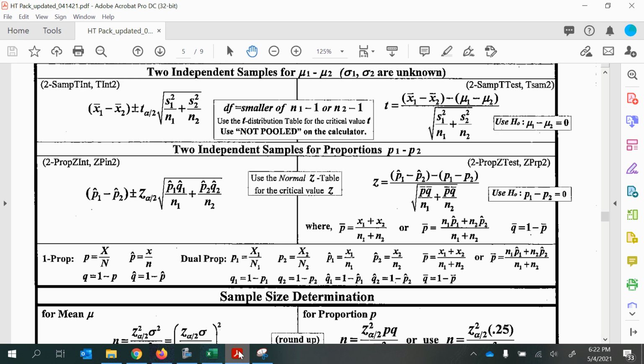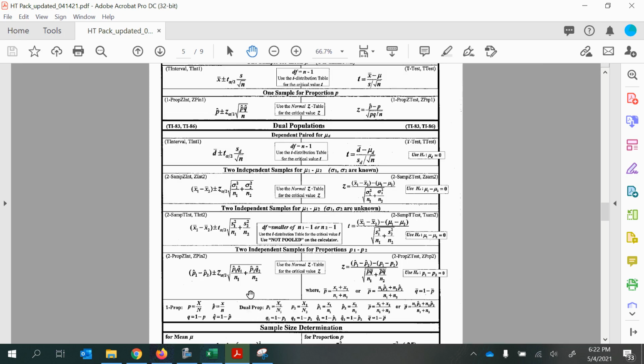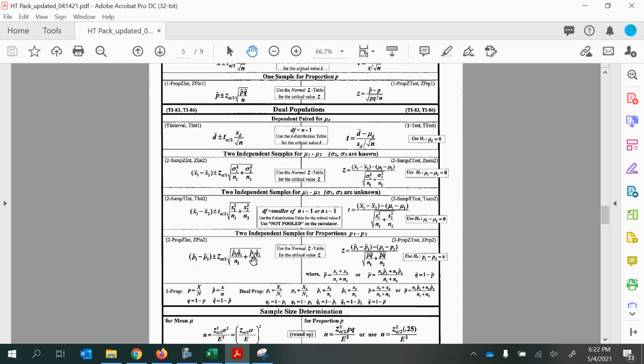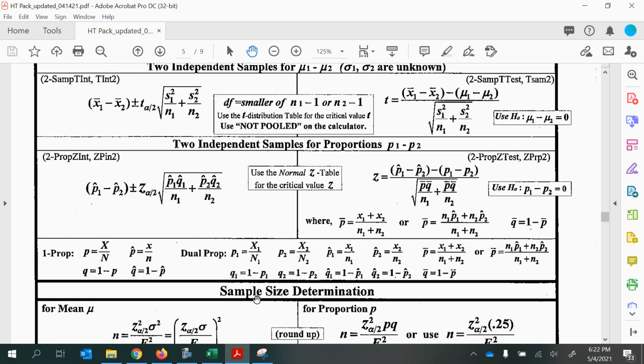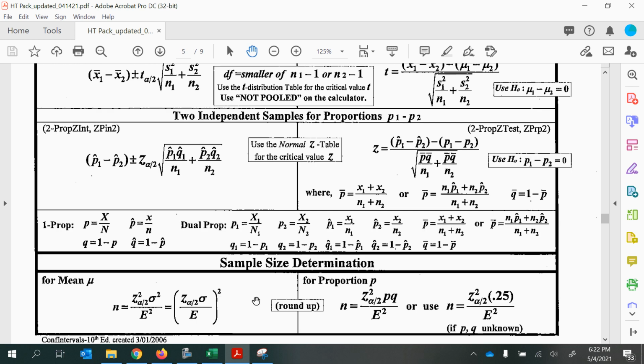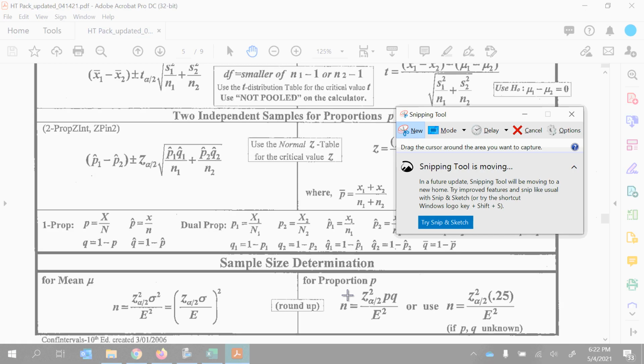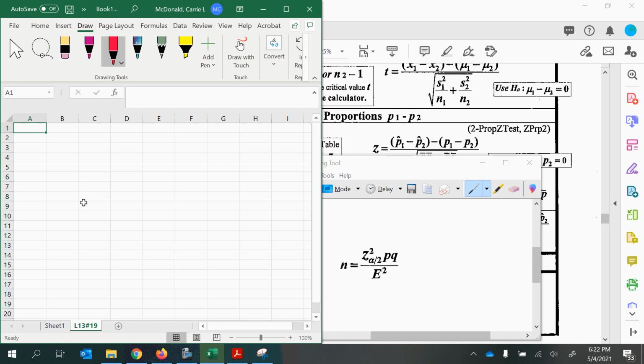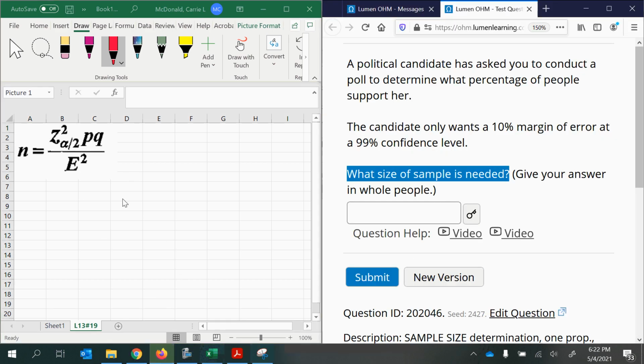So that should direct us to this page where we have all our confidence interval formulas and hypothesis testing statistics. Down at the bottom, we have the sample size determination formulas. And notice that one is for a mean and one is for a proportion. This question is about a proportion, so we're going to want this one here. We just need to use this formula and find the information in the given problem.